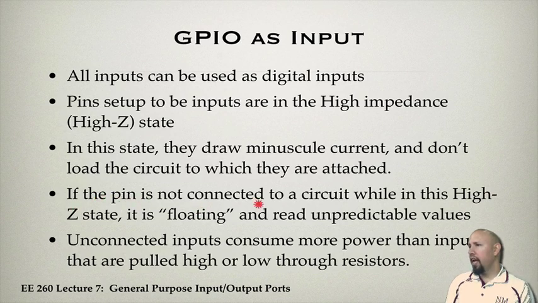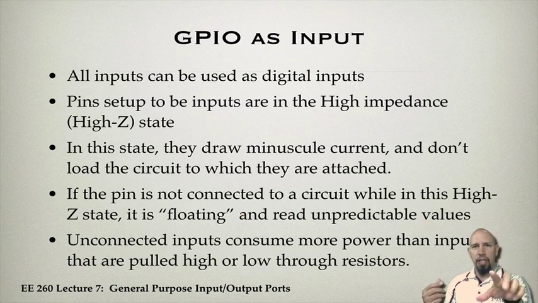If the pin is not connected to a circuit when it's in this high impedance state, it is called floating. And if you try to read the value, you'll get unpredictable values. The values could be all kinds of things. If you have a pin that's floating and it's next to a pin that's doing something, sometimes there's a capacitive coupling between the two pins, and this pin will start reading whatever's going on in the other pin, even though you're not actually doing anything to this pin.